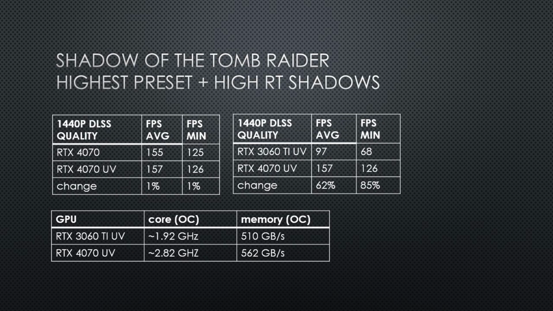In the Shadow of the Tomb Raider benchmark, the undervolt only increased the performance by 1%. But compared to the 3060 Ti undervolt, this is a massive 62% increase. And the minimum versus the 3060 Ti improved by 85%.